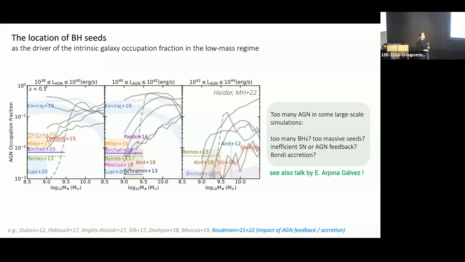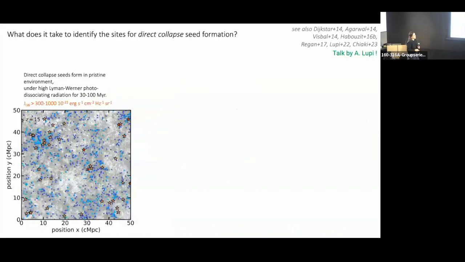So, are we seeding too massive black holes? Is the supernova or AGN feedback too inefficient in those galaxies? Should we move to something different from the Bondi accretion model that can boost the accretion if you have a massive seed? So yeah, challenging field. I think we will hear more later on today.